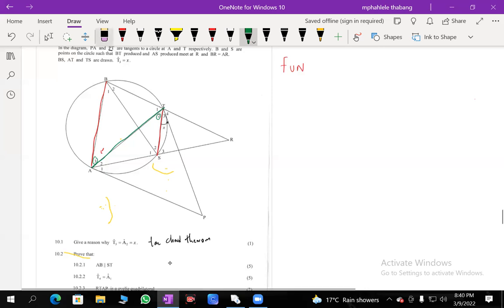A2. I'm tempted to start with this one. You need to pay attention here, guys.